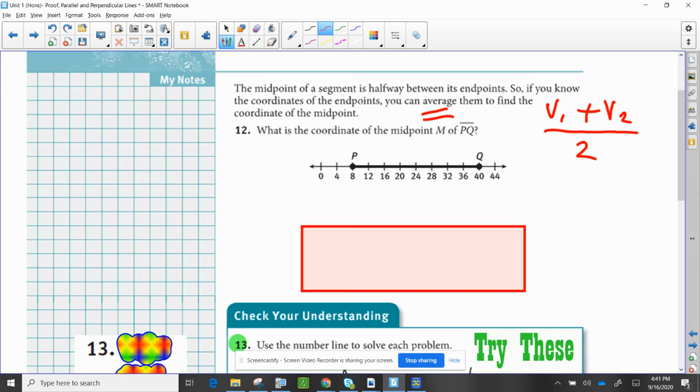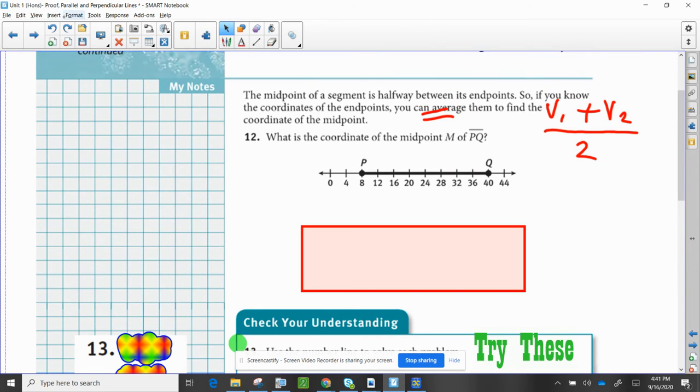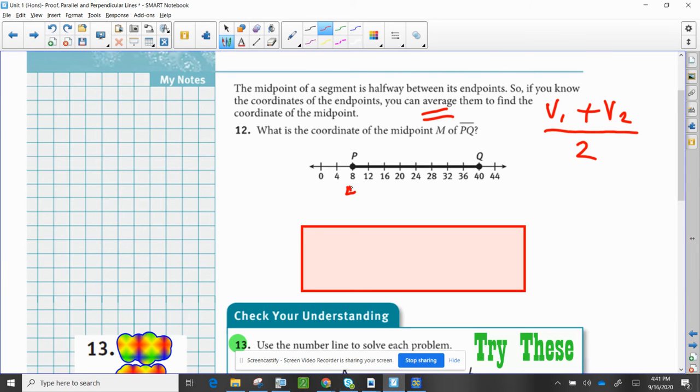Okay, so you can average them to find the coordinate of the midpoint. So your book says that we could take 40 and add it to 8 and divide by 2. Okay, so 40 plus 8 would be 48, divided by 2. Our midpoint then is at 24.